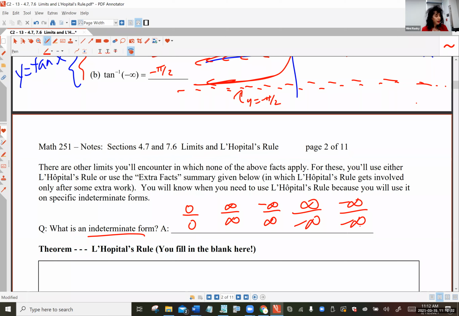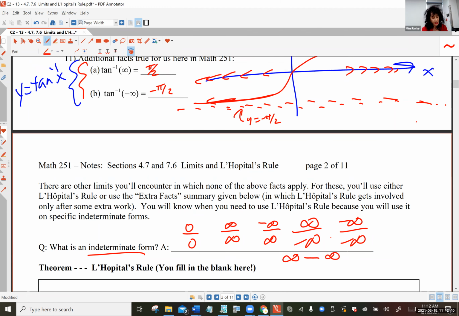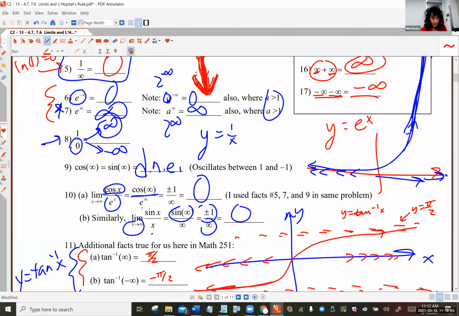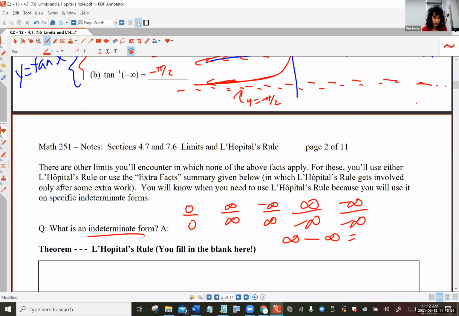There's more. In fact, infinity minus infinity is considered indeterminate. Well, you just told us what that is. No, I didn't. Check it out. In the limit facts, I said infinity plus infinity, you can definitely say that's infinity. And negative infinity minus infinity is negative infinity. But infinity minus infinity, nobody knows what that is. You may have to do some work. So don't go, I know what that is.